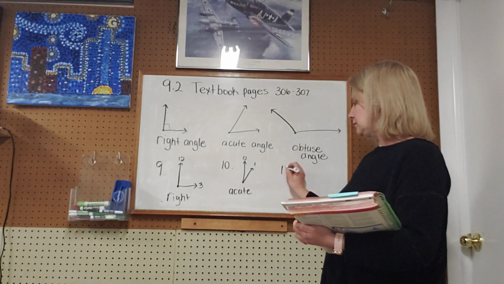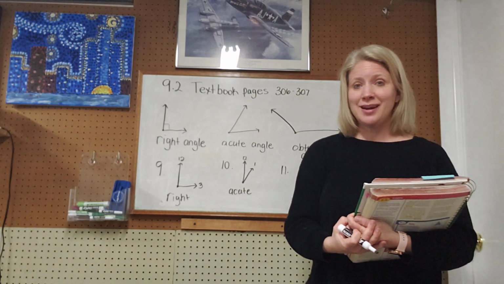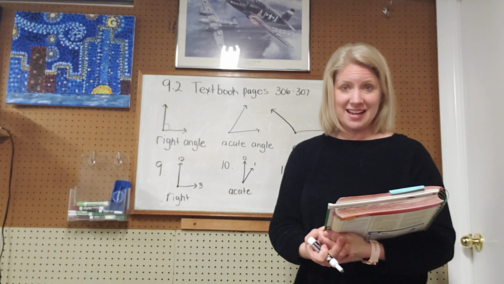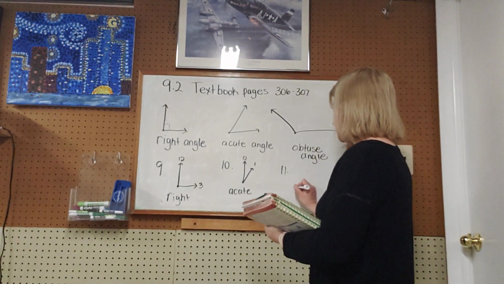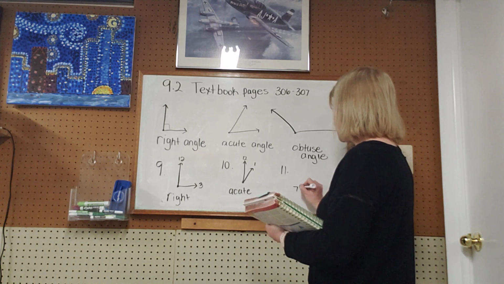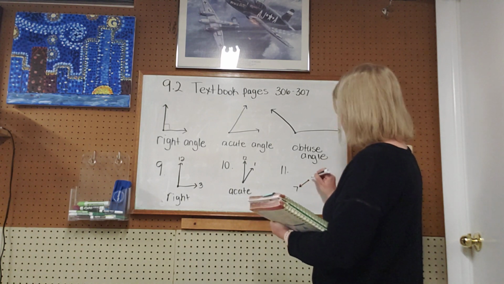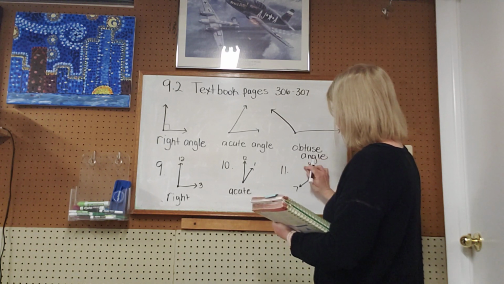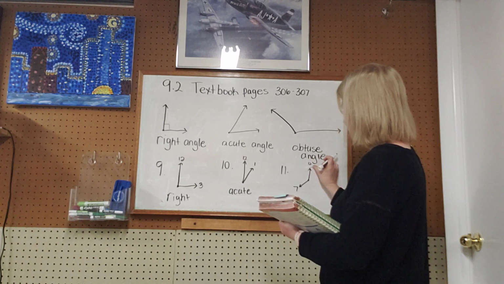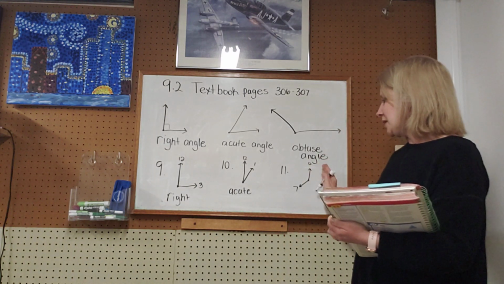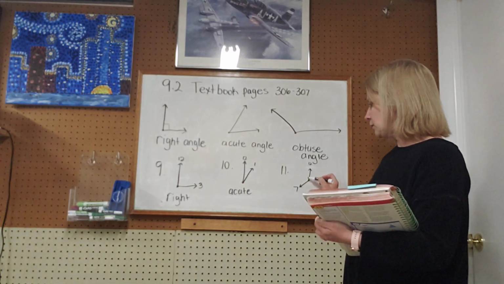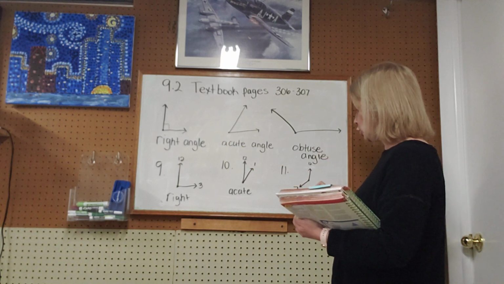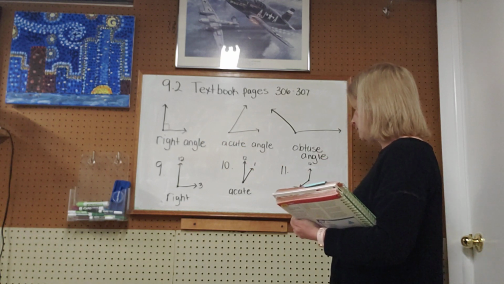Number 11. Pause the video and try number 11. See what you find. Okay, number 11. The hour hand is at the 7. And the big hand is going up to the 12. Oops, that should be an arrow, not a point. Okay, there we go. So it's larger than the right angle, it's definitely not smaller. So it's obtuse. Number 11 would be obtuse.